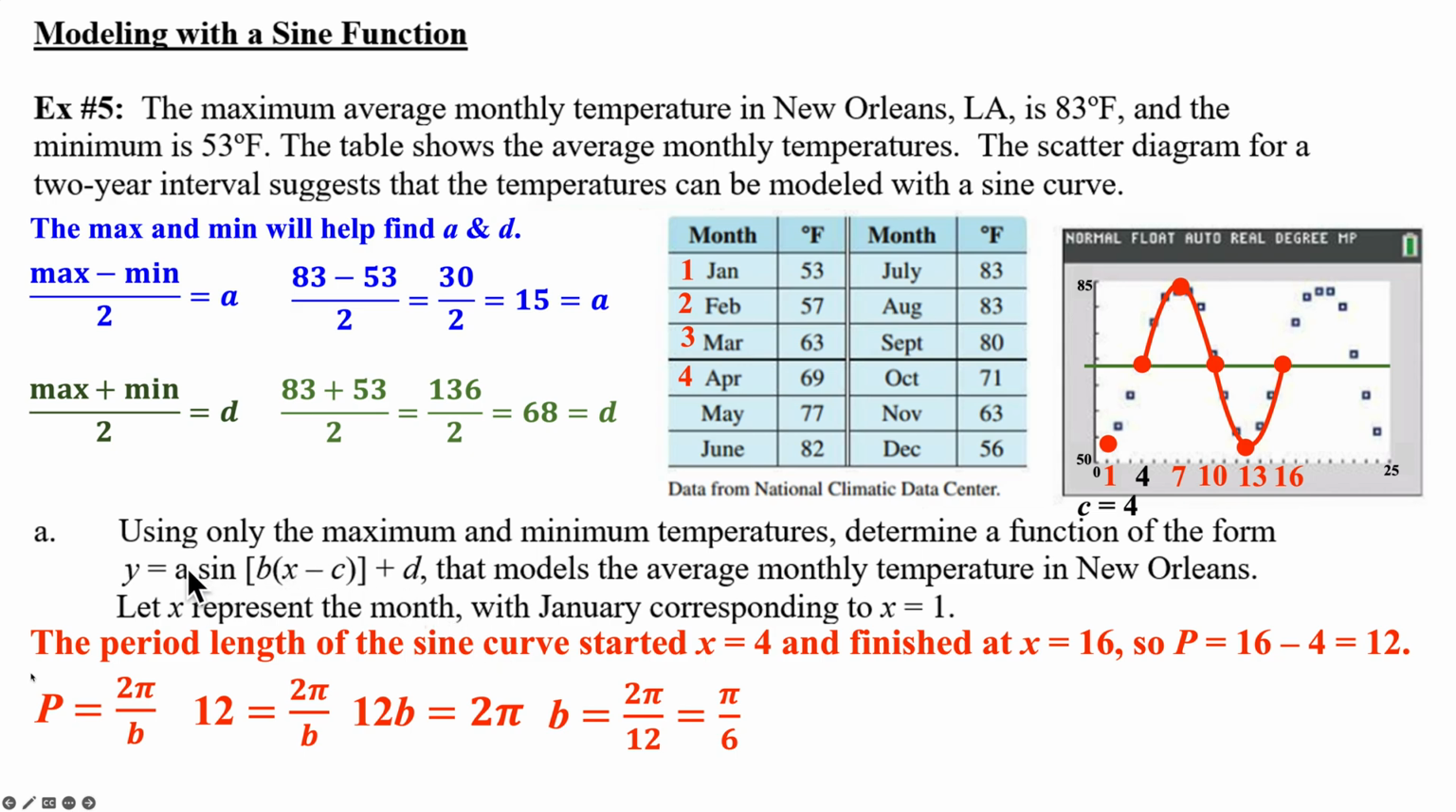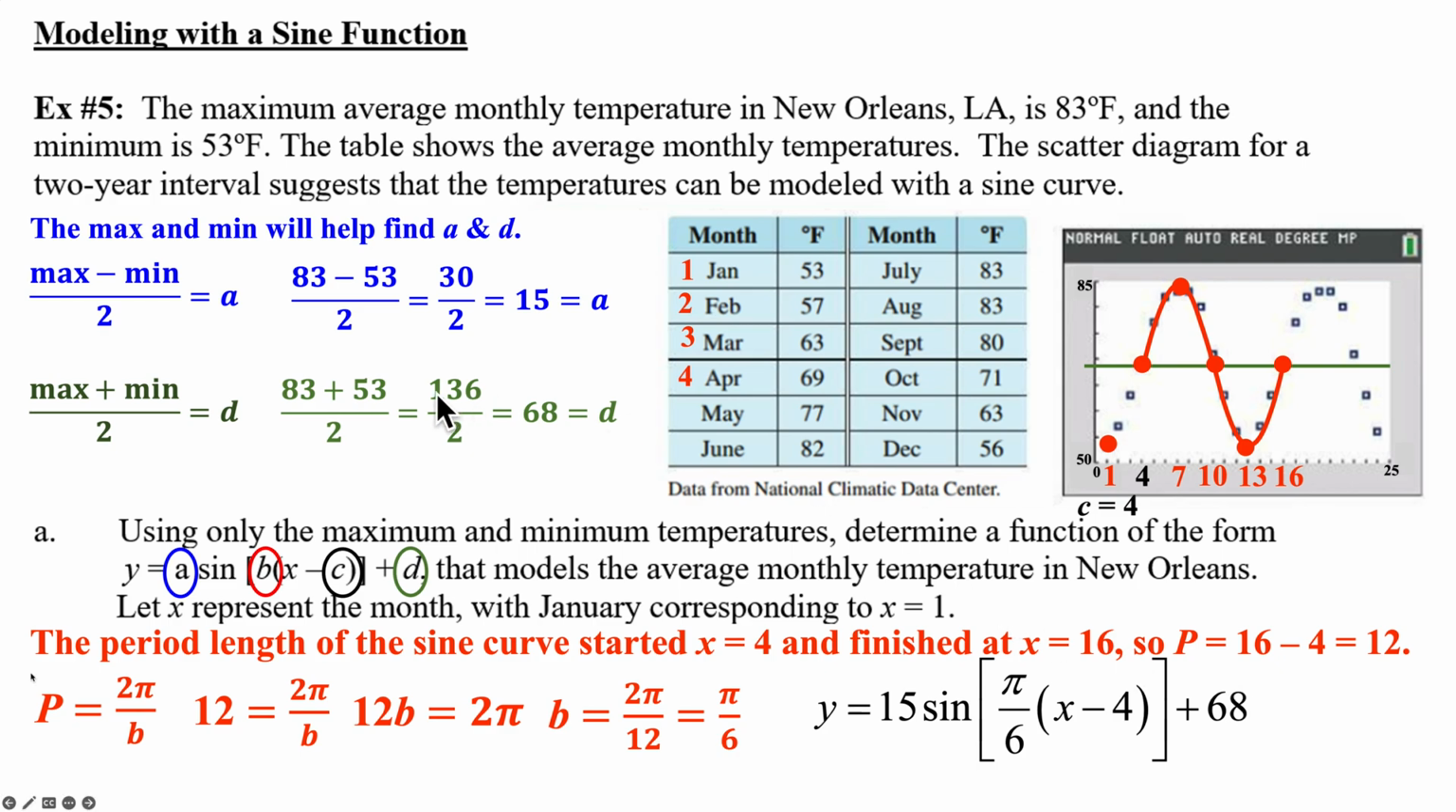So we now know A is 15. We now know B is pi over 6. We know C, it's a 4. We know D, it's 68. Write the equation, just substitute in the values.